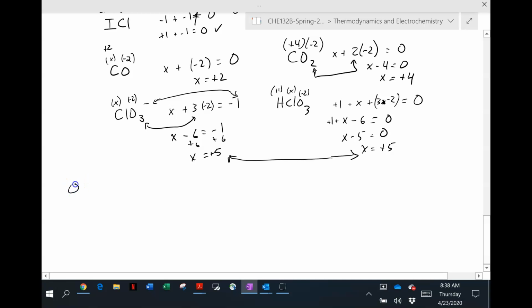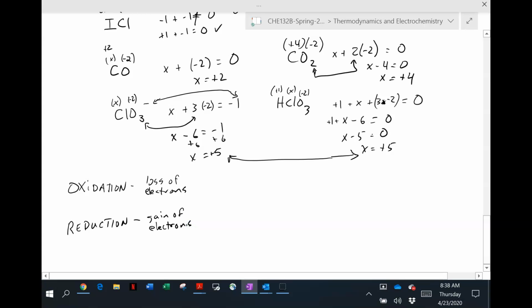So let's talk about oxidation and reduction. There are different ways of defining these, and I encourage you to consider all these different ways. You usually will find that one of them works better for you than the others. So first of all, oxidation is described as the loss of electrons, and reduction is described as the gain of electrons.